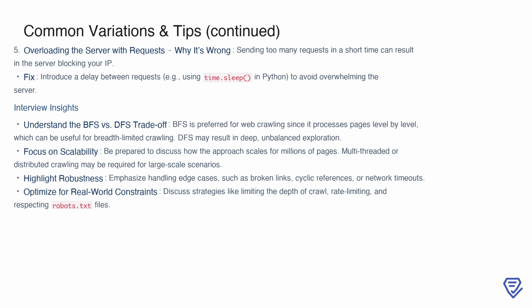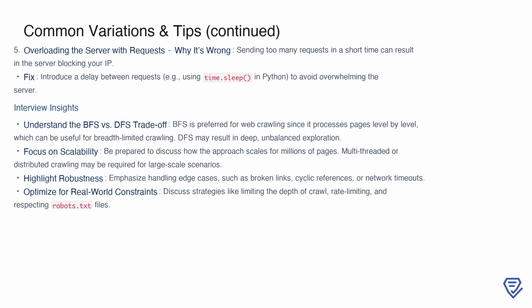Now, when preparing for interviews, it's crucial to understand the trade-offs between BFS and DFS. BFS is generally preferred for web crawling because it processes pages level by level, which aligns well with breadth-limited exploration. On the other hand, DFS can lead to deep and unbalanced exploration, which is less practical in this context. Scalability is another key topic. Be ready to discuss how your solution can handle millions of pages, potentially involving multi-threaded or distributed approaches. Robustness is also vital. Ensure you emphasize how your solution handles broken links, cyclic references, and network timeouts.